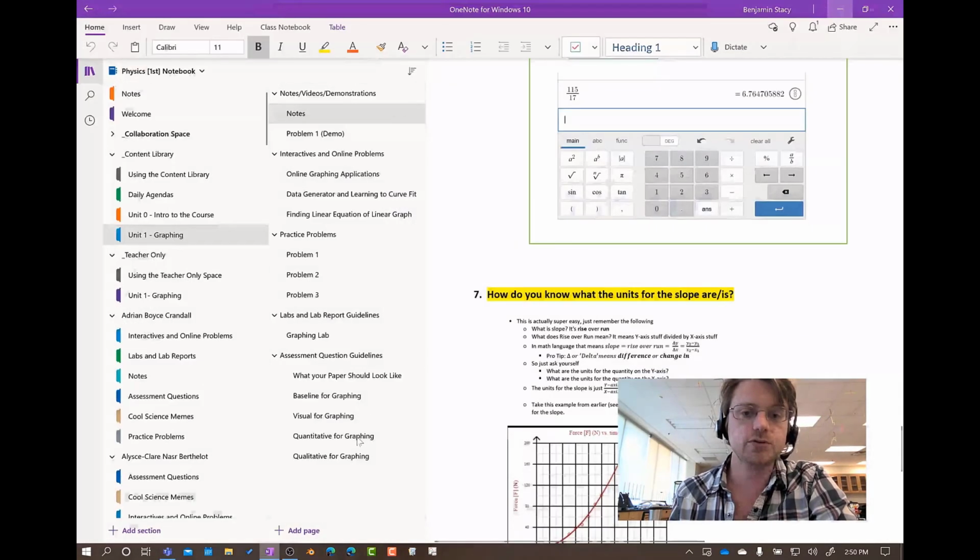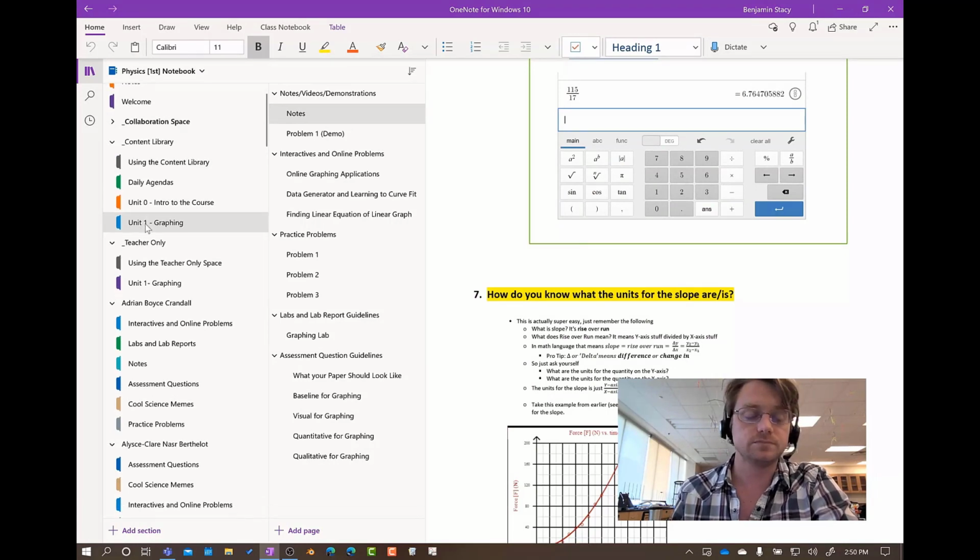All right, so a quick review of what the assessment question guidelines are. I'm back in my Physics First Hour class notebook. As you can see in the content library, which is where all our stuff's going to be, I'm in Unit 1 graphing. Obviously, Unit 1 graphing is going to be relevant for the Unit 1 assessment question about graphing. So make sure you're in the right unit.